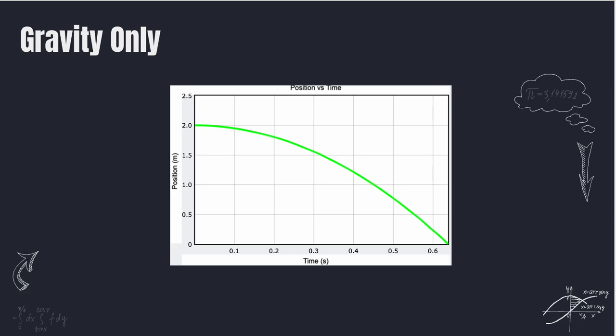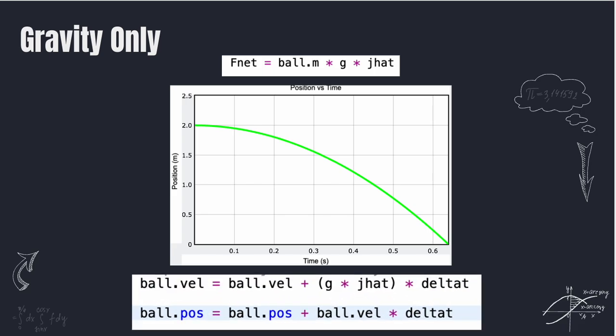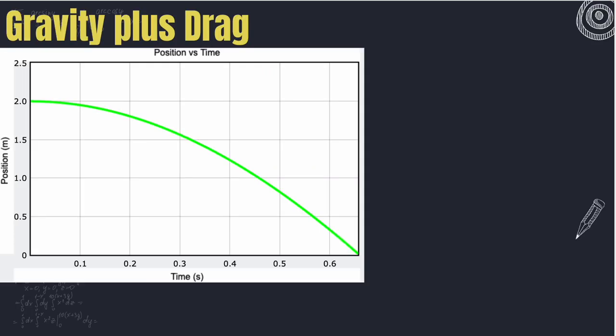My gravity-only model was implemented using Newton's second law, where I graphed the motion considering only gravitational force. I used this code section to calculate the net force due to gravity. Then I updated the velocity and position with this update of the originally provided code.